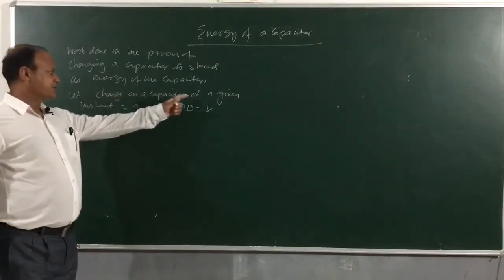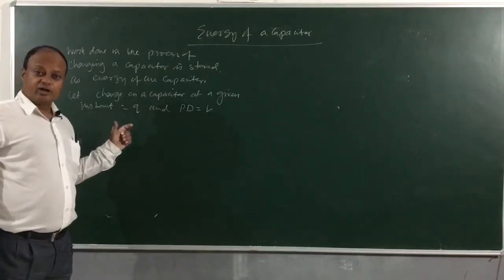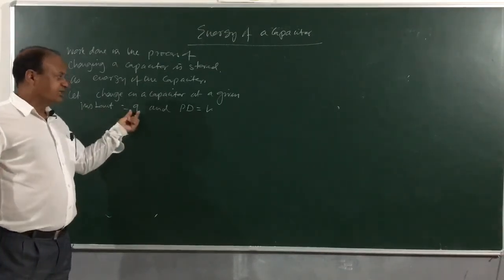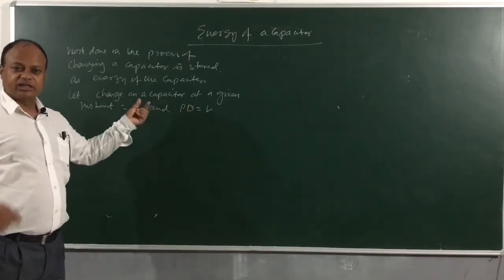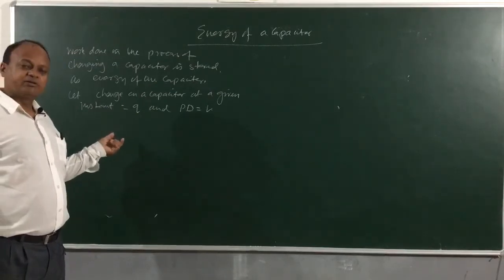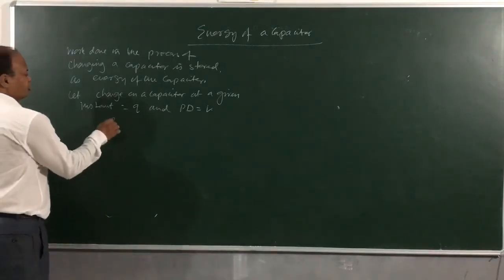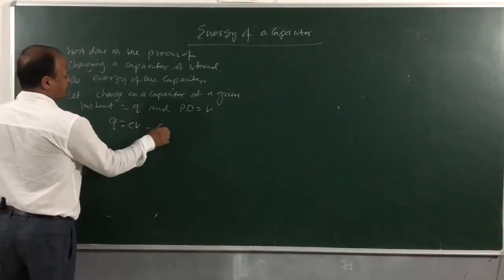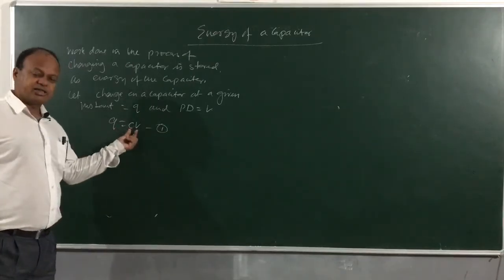So charge on a capacitor at a given instant is Q. Now why is it a given instant? Because as the charge increases, the potential will also change accordingly, while capacitance remains constant, and accordingly the work done will also be changing. So we know that Q is equal to C into V. I'll say this is equation 1. Charge Q can be expressed in terms of potential as C into V.